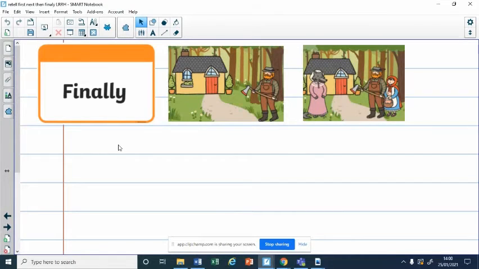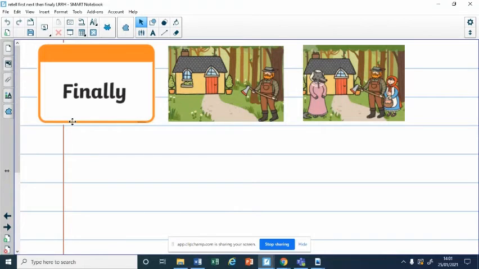Then we start coming to the end of the story, and the word we're going to use here is the word finally. So finally, Woodman Will came and rescued Little Red Riding Hood, and he chased the big bad wolf away. So that's our finally sentence. Finally, the woodcutter saved the day. That could be your sentence.